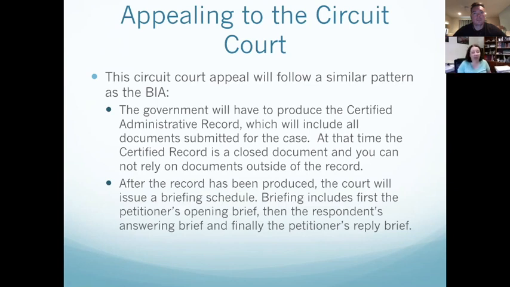And once the certified record's been produced, the court will issue a briefing schedule. At that point, the government may not oppose your stay of removal, and then you'll have a stay of removal in place the whole time the petition for review is pending. And then you'll have to submit your opening brief, and the government will submit their brief, and then I always submit a reply brief. I've heard that if you don't, the judges will think you don't care about your client. So I think that's best practice to do.